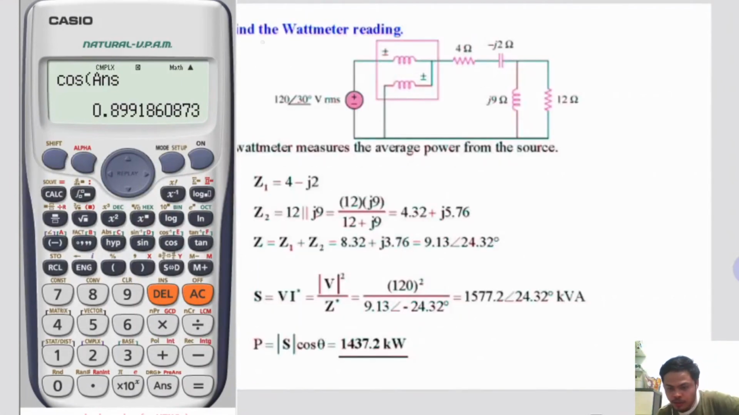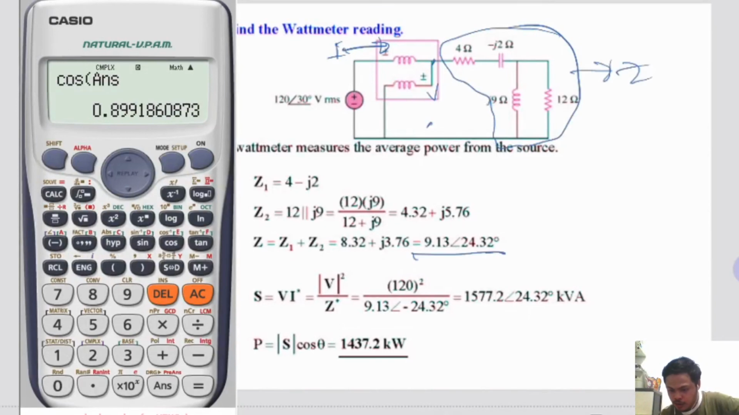Here we need to find the wattmeter reading of the average power from the source. To determine the wattmeter reading, we need to compute for I. We need also to determine the voltage across this area. To do that, we need to simplify this one. You have j9 in parallel with 12 and in series now with 4 ohms and 2 ohms. So you have here your total impedance.